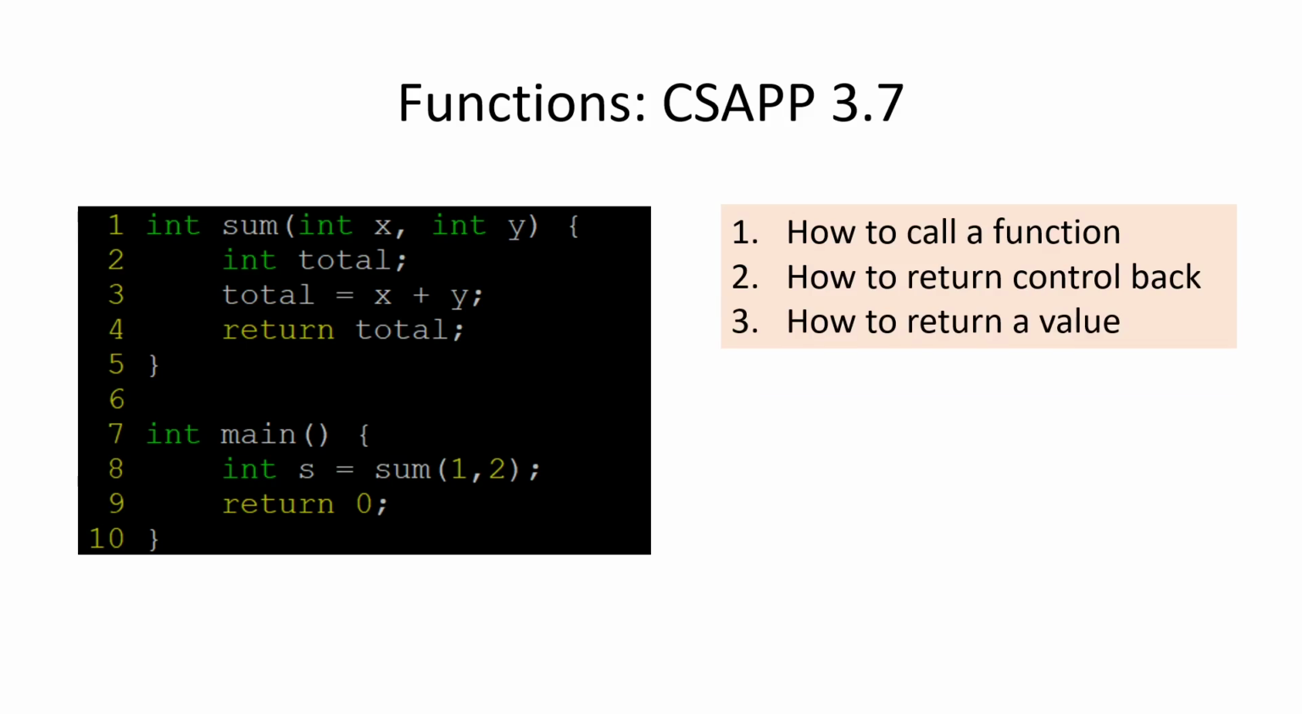And then how to return values. So right here I'm returning a value. I need to know what to do with that. How do I go ahead and make sure that main has access to that value? How to pass parameters. So right here I'm passing in a 1 and a 2.